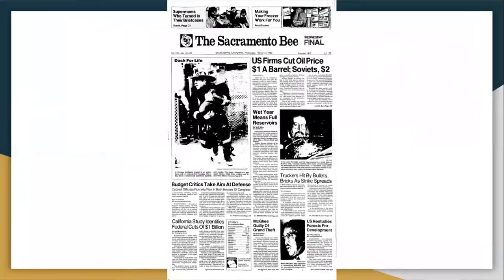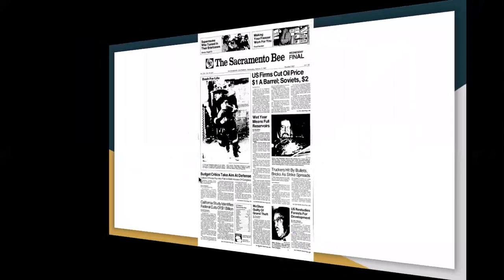The final issue of the front page I will be analyzing is the February 2nd, 1983 edition of the Sacramento Bee. Immediately, you will notice how clean and well put together the information on the page is. The page layout has evolved tremendously since we first began with the front page of 1857.